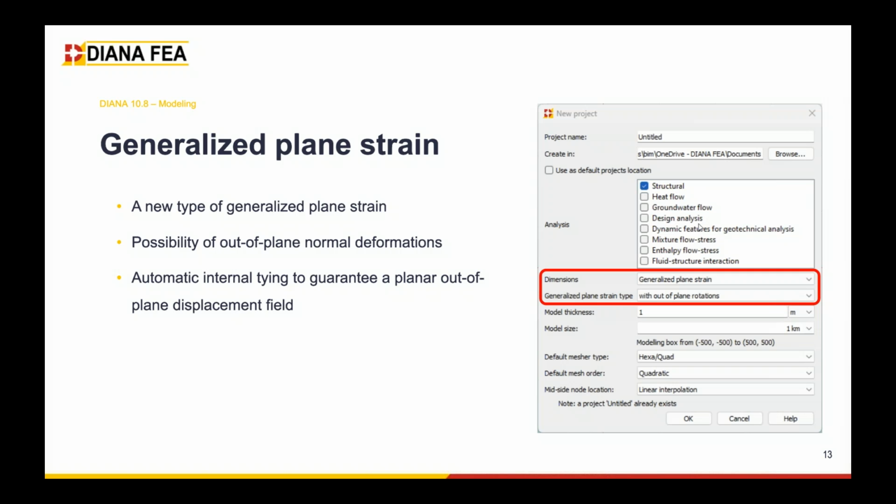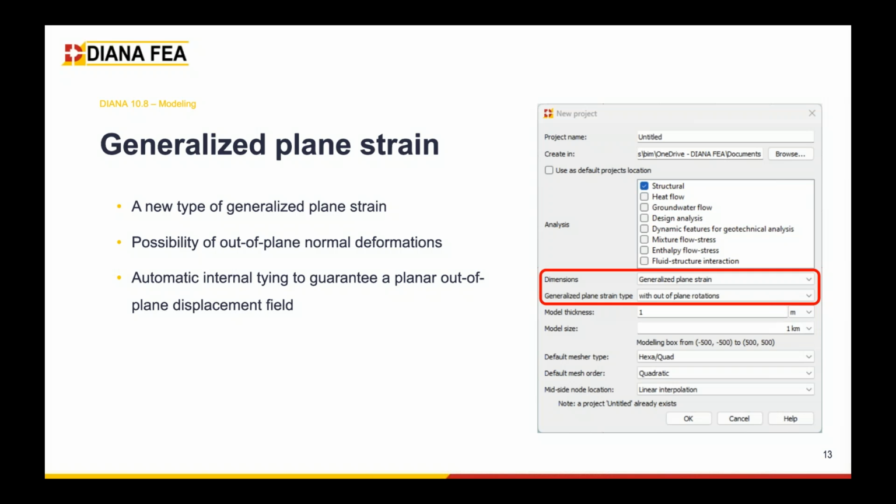I'll be talking about two modeling possibilities that we have now in 10.8. First one is a new modeling dimension that is available in Diana called generalized plane strain with out-of-plane rotations. You can refer to the manual for more details on the differences between this new type of generalized plane strain and the existing one. This new option is most useful when your 3D structure cannot be represented by a conventional plane strain model, only because it is not constrained in the out-of-plane direction.